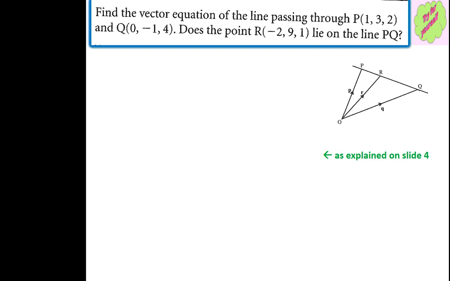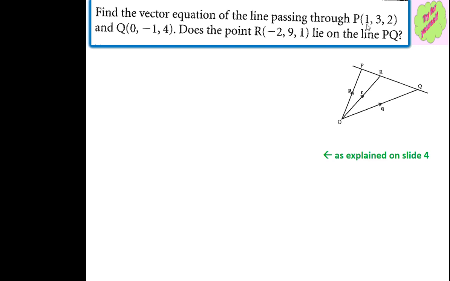So let's try to see this in action. How do we apply this? Find the vector equation of the line passing through point P, 1, 3, 2. So P's got the coordinates 1, 3, 2, and 3D coordinates obviously, x, y, z. And Q, 0, negative 1, 4. These are position vectors because they originate from the origin. So if they're position vectors, their coordinates tell you what the vector is.